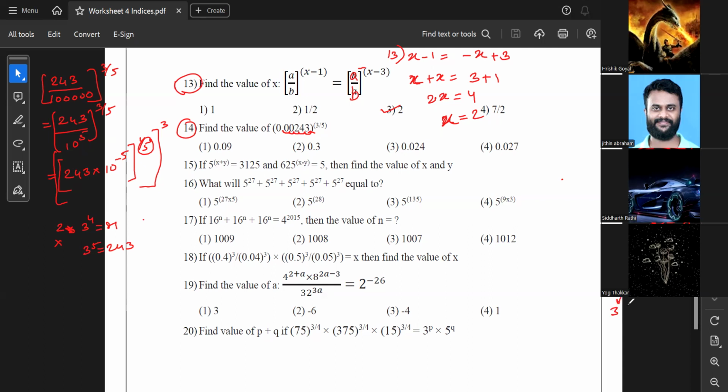So if 3 is not working, you tried 7. You saw that 7 raised to 5 is not happening. If 7 is not happening, then you try 9, then you try 11, and so on, you go on. Okay?